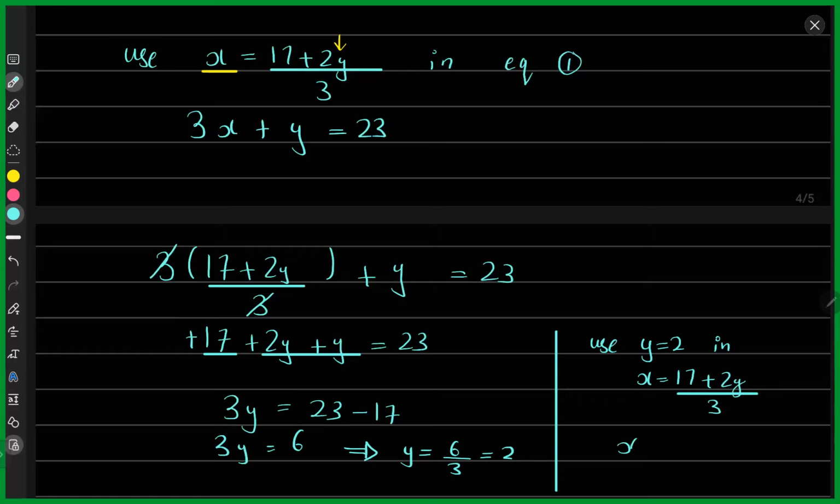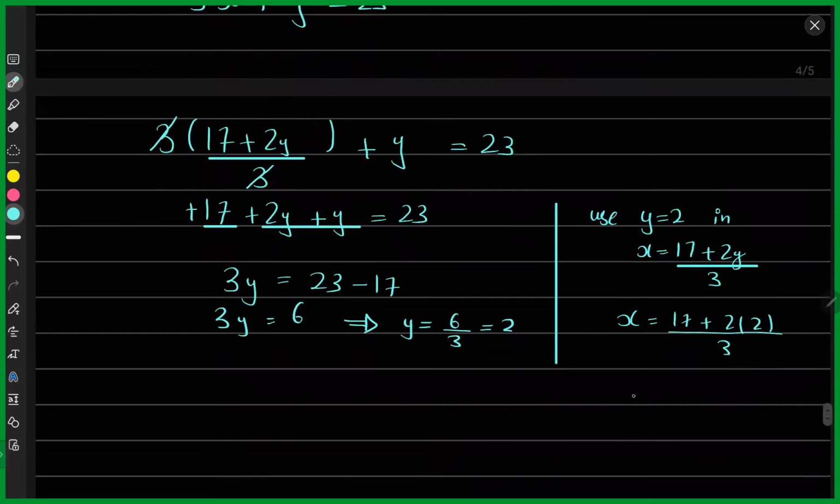This would give you x equals 17 plus 2 into 2 divided by 3. And this is going to give you 17 plus 2 multiplied by 2, which would become 4, divided by 3, would become 21 divided by 3, and this is going to be 7. So this is the answer. So finally we got x equals 7 and y equals 2 as the answer.